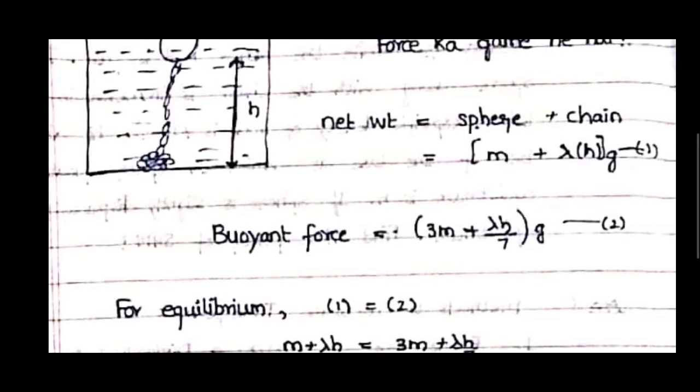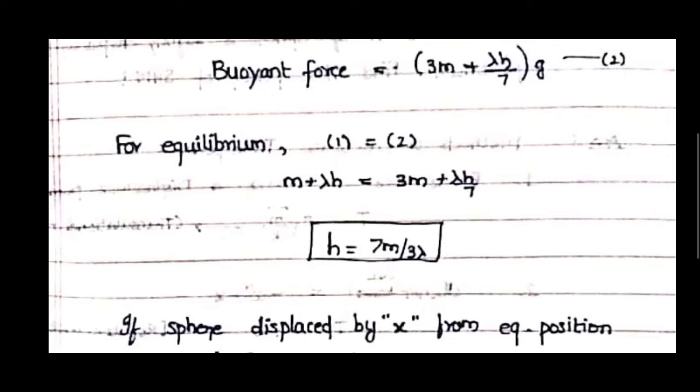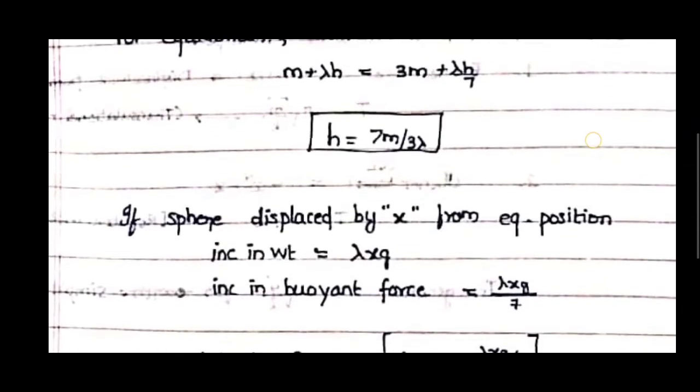And calculating the buoyancy force, for the iron plus that sphere plus that chain, the buoyancy force is 3m plus lambda h by 7 into g. For the equilibrium condition, the net weight must be equal to the buoyancy force, then only it is said to be at equilibrium. By equating them, we get the h value as 7m by 3 lambda.